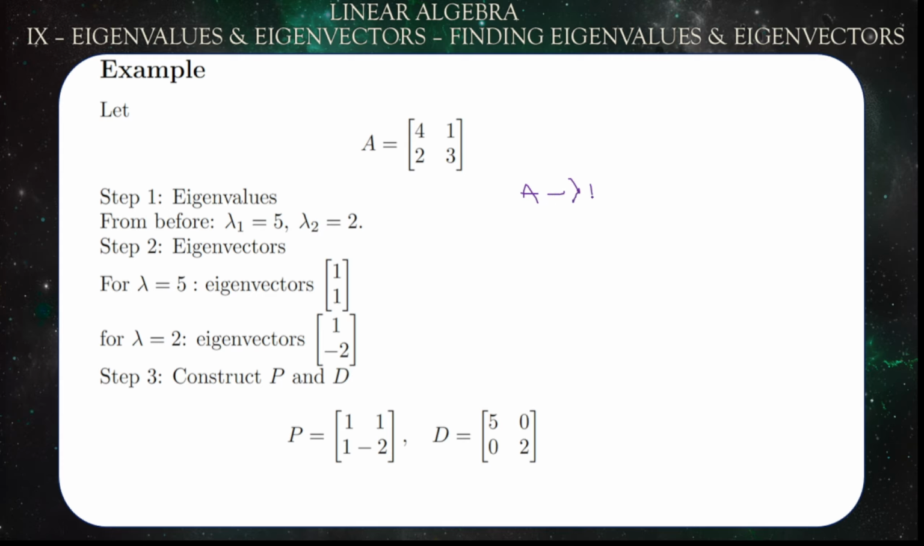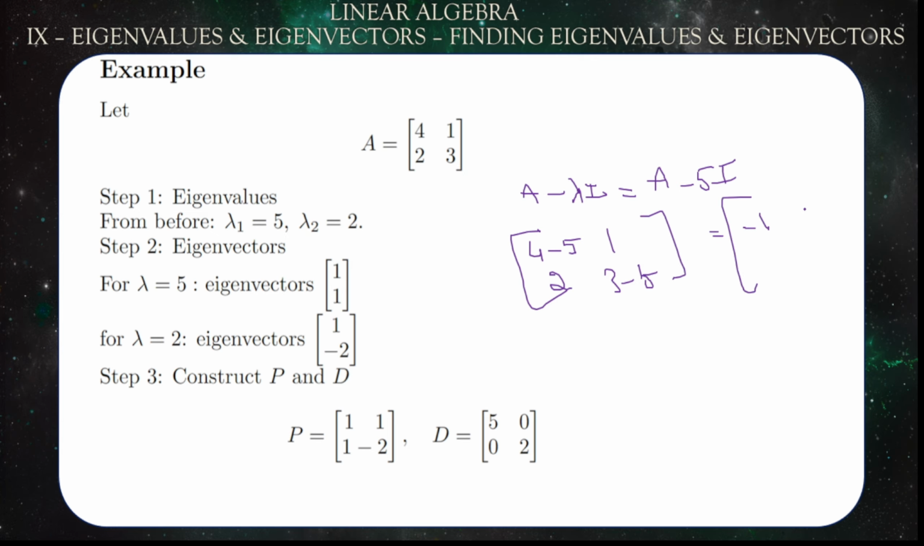Now for lambda 1 equal to 5, let's get A minus lambda I in such a case, which is A minus 5I, equal to [4 minus 5, 1; 2, 3 minus 5], which equals [minus 1, 1; 2, minus 2].